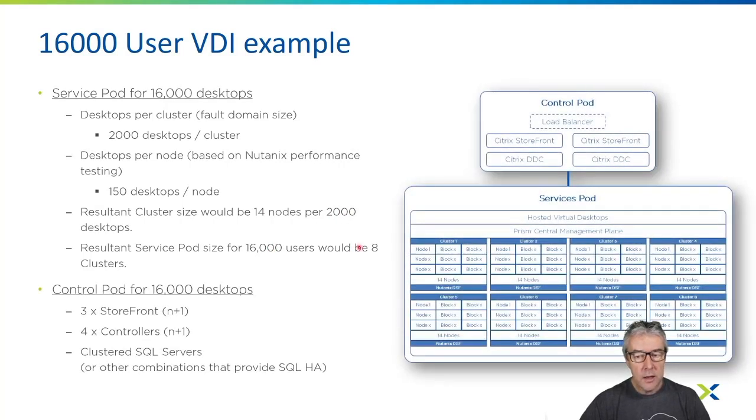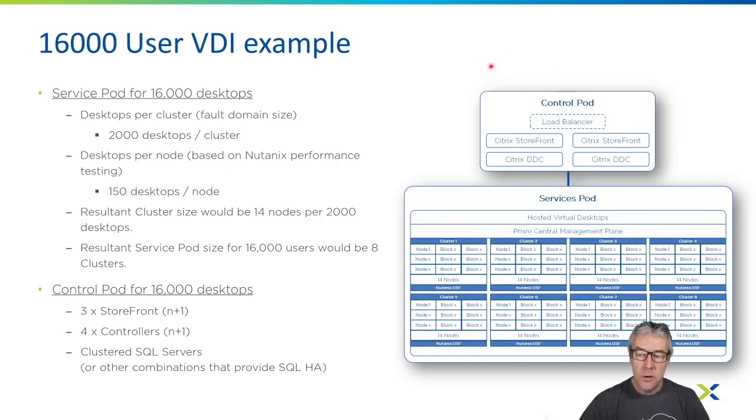Putting that all together results in this services pod, the bottom part of the screen. So your VDI infrastructure, where the actual virtual desktops themselves are running. In this case, we see 8 clusters, cluster 1 through to cluster 8, and a very simple representation of the nodes in those clusters.